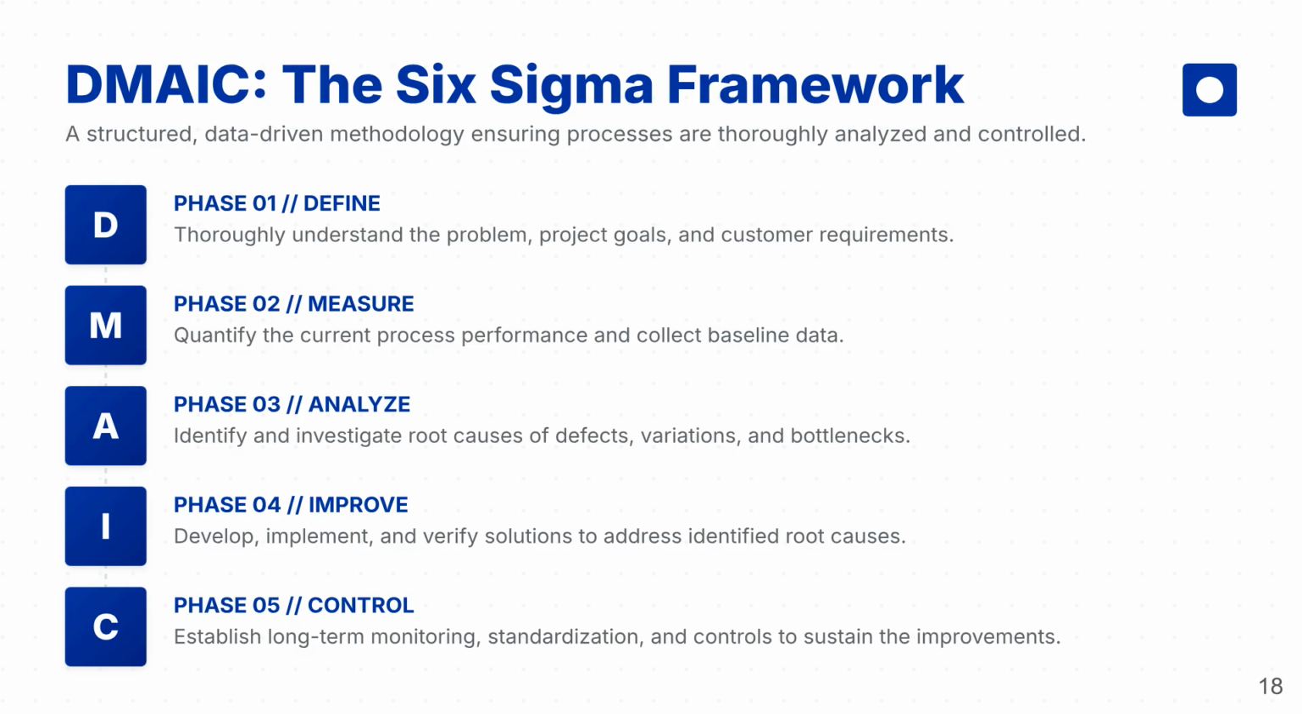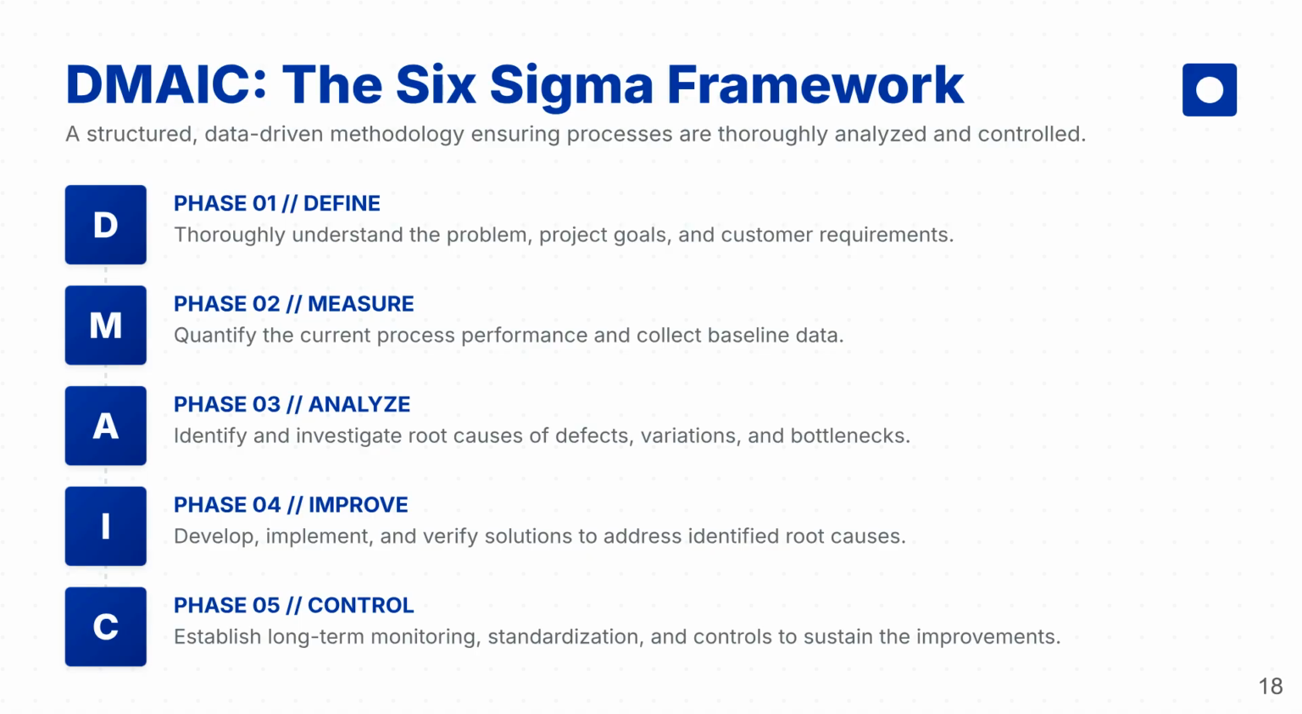Rather than treating symptoms, Six Sigma focuses on discovering the actual reasons behind poor performance, so that lasting improvements can be achieved. The fourth phase is improve. Based on the analysis, the team develops and implements solutions to eliminate the identified root causes. The effectiveness of these improvements is then verified using data to ensure that the desired results have been achieved.